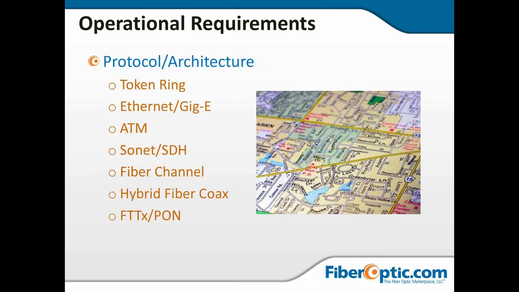Then we need to look at the protocol or architecture. Token ring, Ethernet or Gig-E, or we're going to put asynchronous transfer mode on there. SONET or SDH, Fiber Channel. Is it going to be hybrid fiber coax, where we go back to coax and deliver that to the last mile? Or PONs, passive optical networks, fiber to the home.